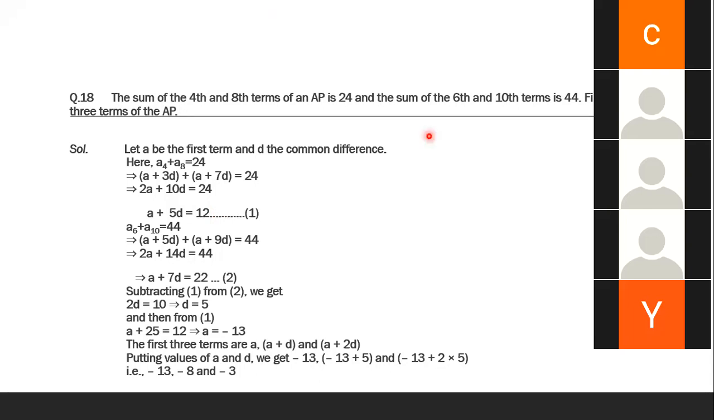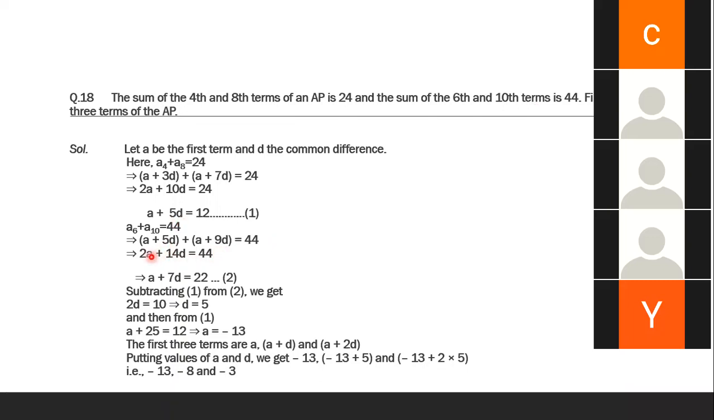Next, they are asking the sum of the 6th and 10th term is 44. The 6th term is A6, the 10th term is A10. If you add both, I will be getting 44. A6 means A plus 5D, A10 is A plus 9D. The sum of both, we are getting the value 44. Any doubt, children? So A plus A, 2A, 5D plus 9D, it is 14D is equal to 44.